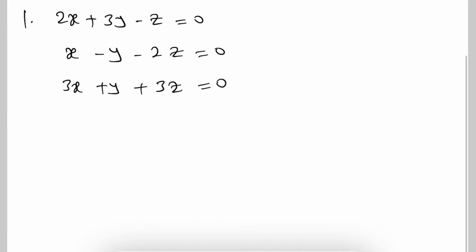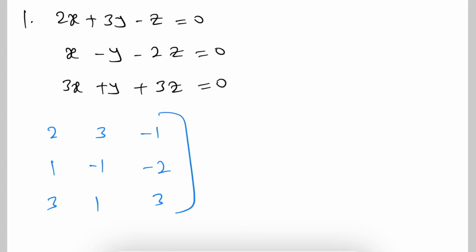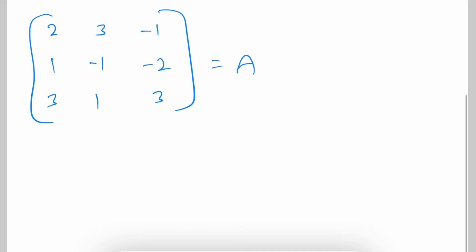Now first of all we need to create the coefficient matrix. So x coefficient is 2, y coefficient is 3 and z coefficient is minus 1. Next, x coefficient is 1, y coefficient is minus 1 and z coefficient is minus 2. x coefficient is 3, y coefficient is 1 and z coefficient is 3. Now, this matrix I am taking as A. For this matrix A, we need to find out the rank.